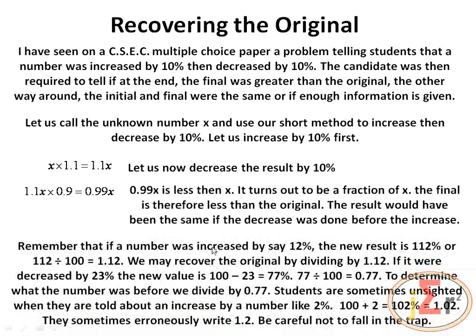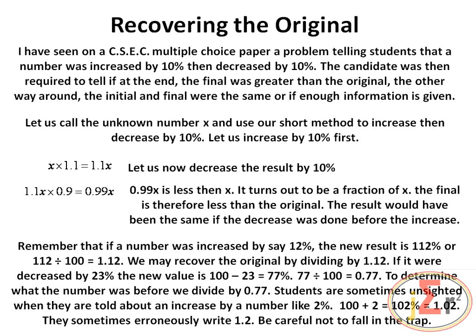Remember that if a number was increased by, say, 12%, the new result is 112%, or when we divide by 100, we get 1.12. We may recover the original by dividing by 1.12. If it were decreased by 23%, the new value is 100 minus 23, which is 77%. 77 divided by 100 is 0.77. To determine what the number was before, we divide by 0.77.